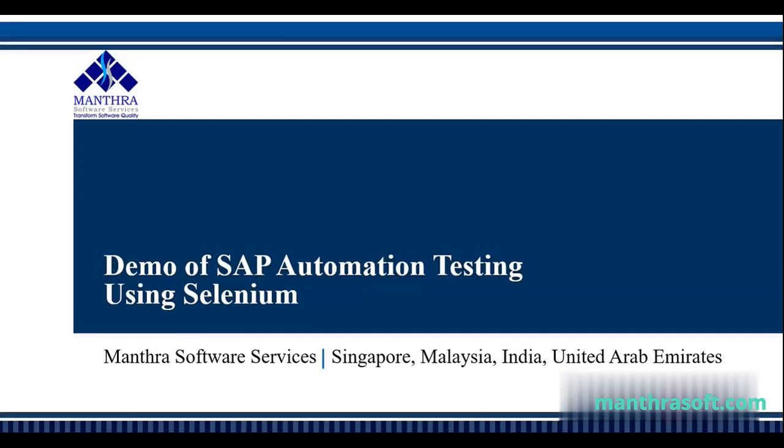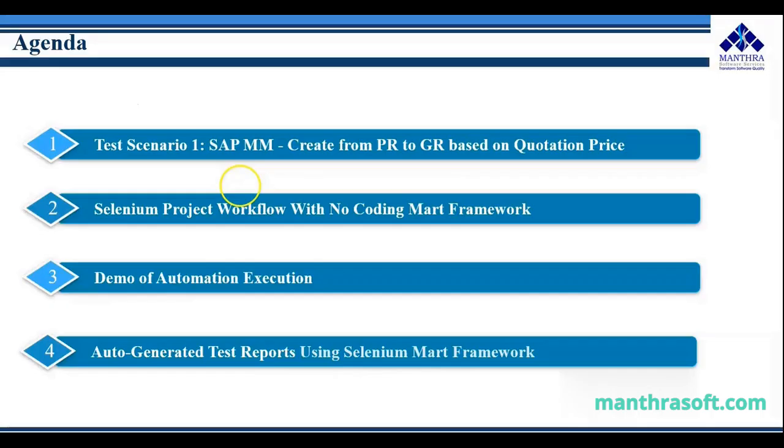Welcome to the demo of SAP Automation Testing using the Selenium MART framework of the test scenario: SAP Materials Management, create from purchase request, PR, to goods receipt note, GRN, based on quotation price, with 2 sets of test data. The following are the topics covered.